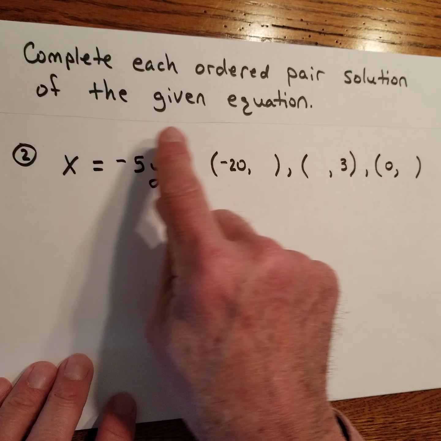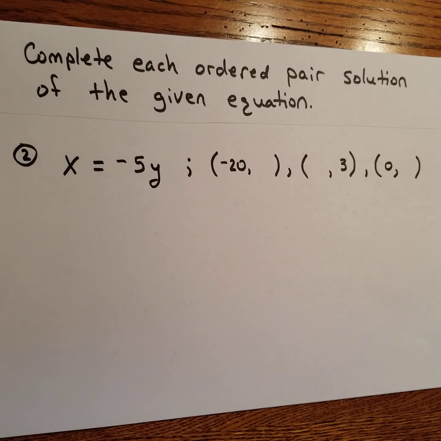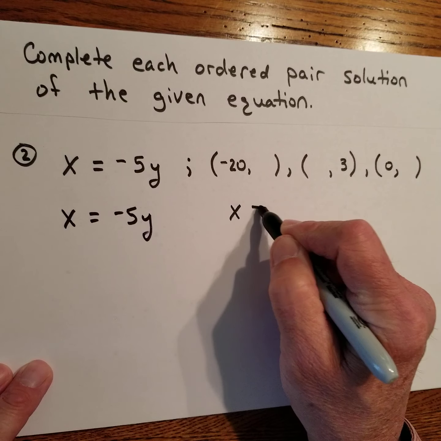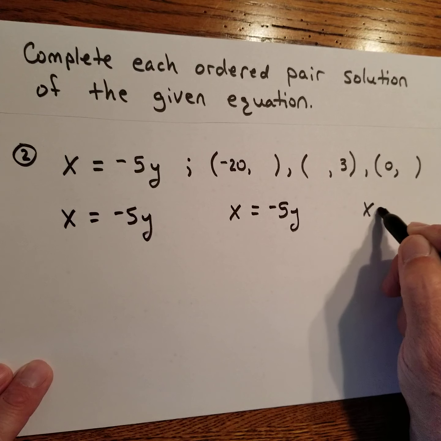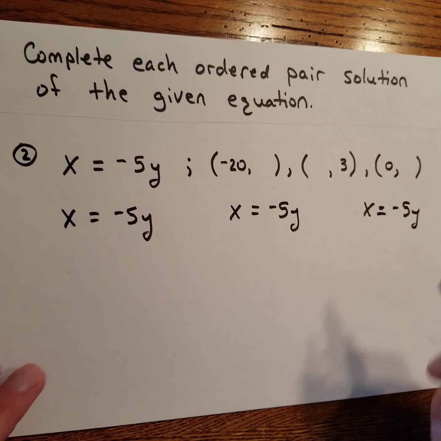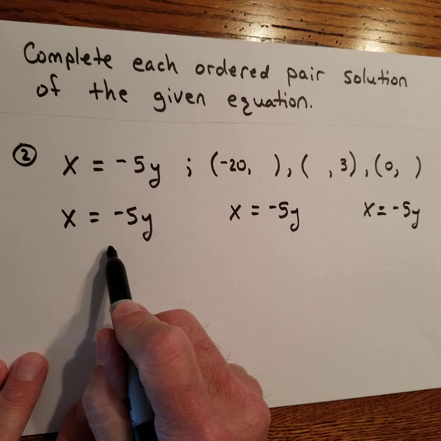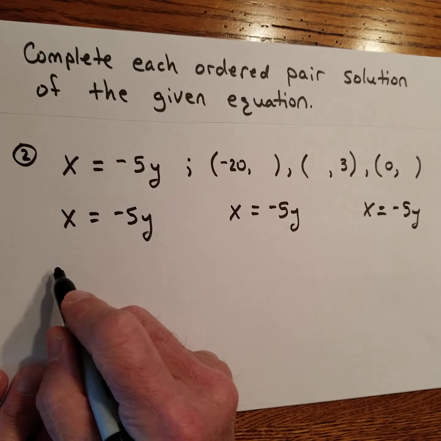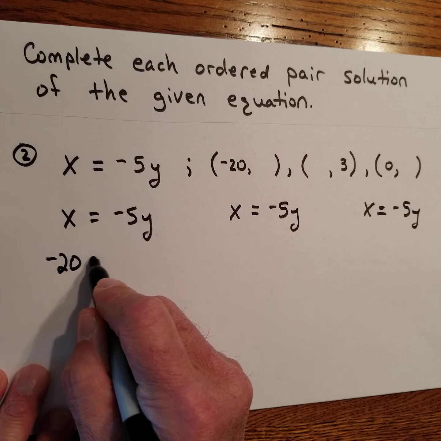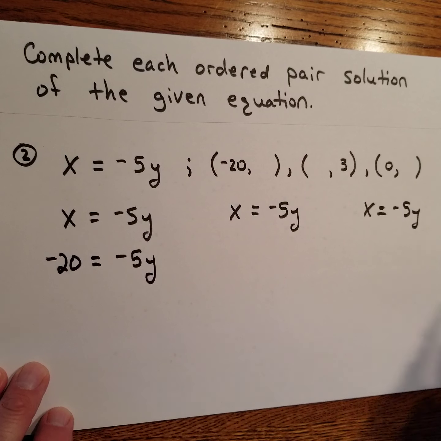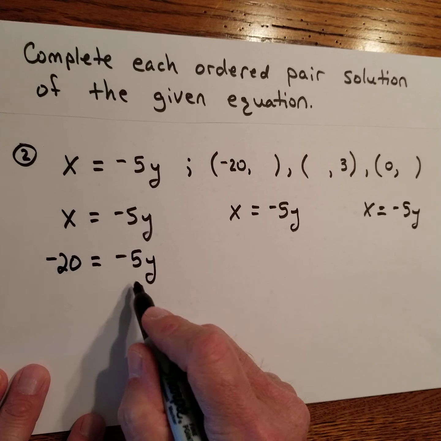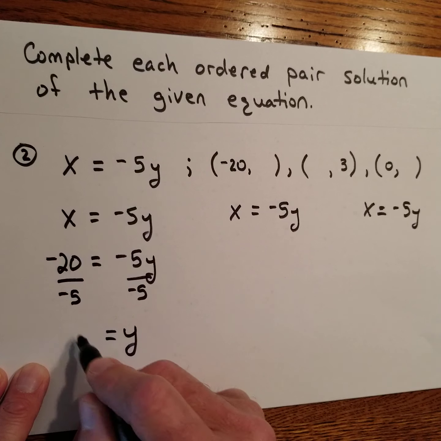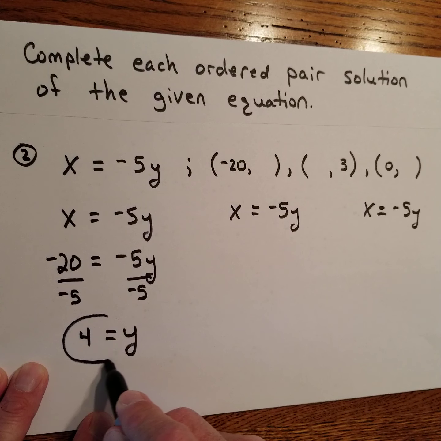Complete the ordered pair solution of each given equation. Let's write that equation down 3 times. For the first one, we'll find the Y that goes with that X. Plug negative 20 in for X. And find the Y that goes with it. I'll divide. And a negative divided by a negative, that's a positive.